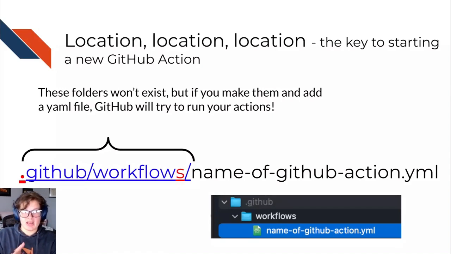And then within that, you're going to make a folder called workflows. Now, I have so many times created a folder called workflow, singular. That does not work. It has to be .github and then a subset folder workflows. And then within there, you make your YAML file. That actually is your GitHub action. And you can name that whatever you want.